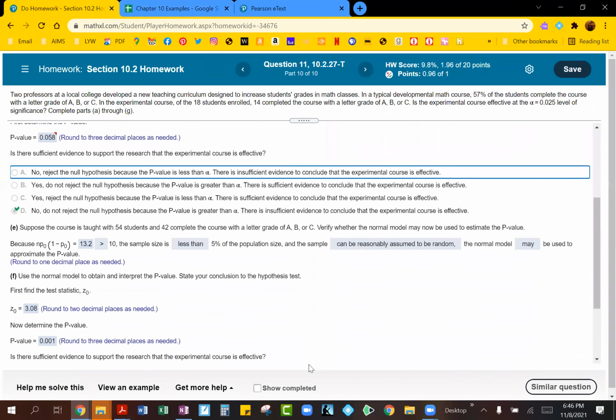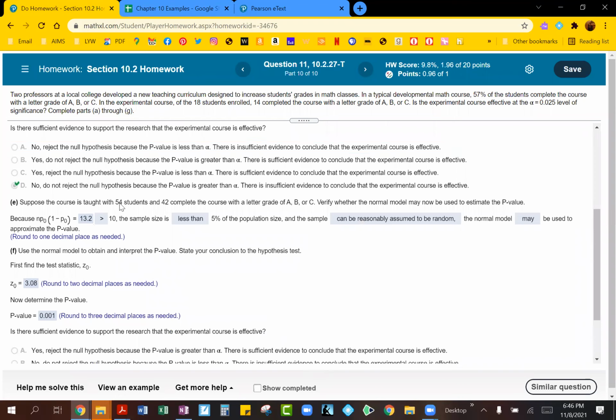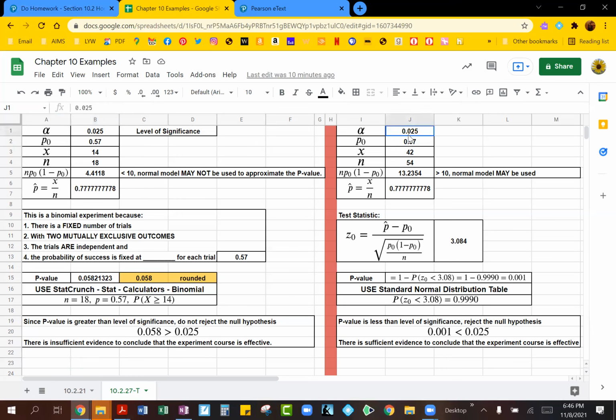Now, as you move forward, you will see they are changing our sample size, and now you have 54 students and 42 of them are completing the course with an A, B, or C grade. So on the right-hand side, I've basically redone the calculations here with the new values. Level of significance is still going to stay the same. Let me just copy this over, so you know that's the level of significance. Probability will still stay the same.